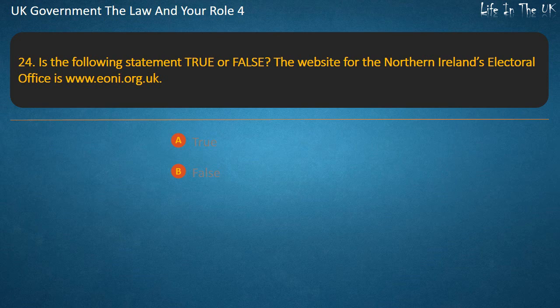Question 24. Is the following statement true or false? The website for the Northern Ireland's electoral office is www.eoni.org.uk. True. False. Answer. True.